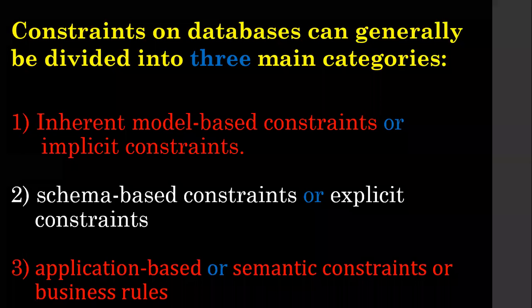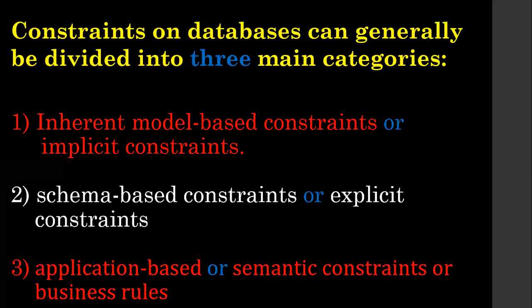Based on the type of constraints they need to maintain, the constraints are categorized mainly into three types. The first is inherent model based constraints or implicit constraints. Second, schema based constraints or explicit constraints. Third, application based or semantic constraints, which we can also call business constraints. Now we will discuss them one by one.